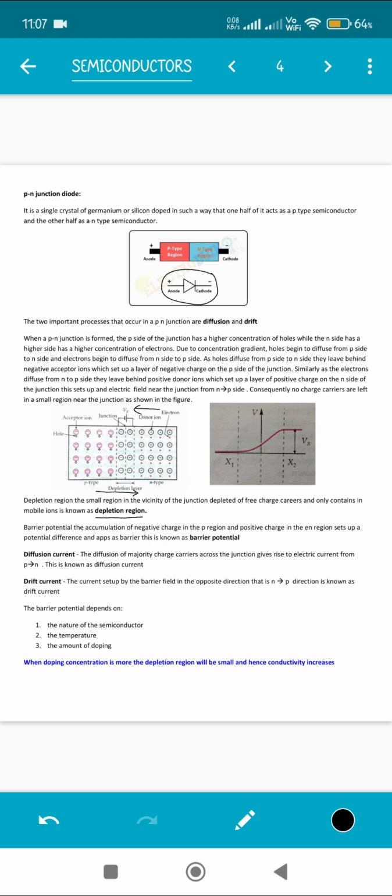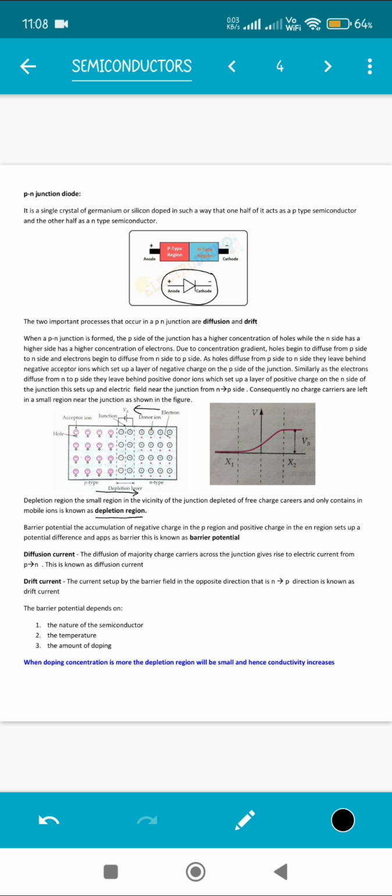Now a potential difference is being created. Of course, electrons and holes are moving, positive and negative charges are moving apart, so there is a potential difference created. This potential difference will act as a barrier. It will not allow further movement. It is known as barrier potential, the potential which acts as a barrier.